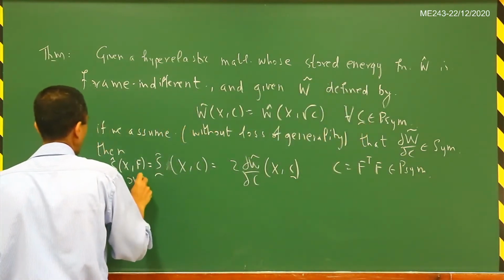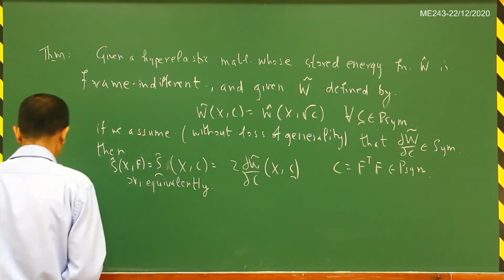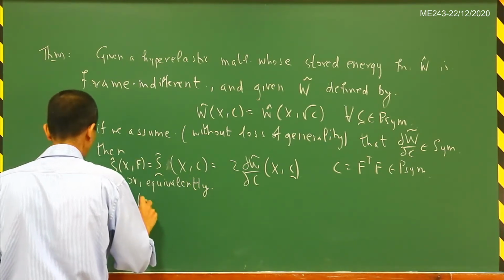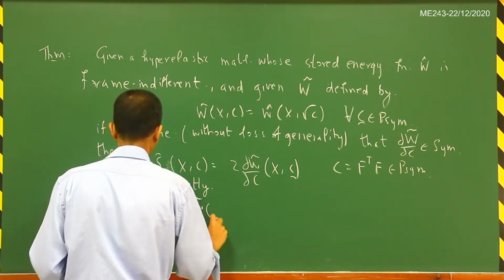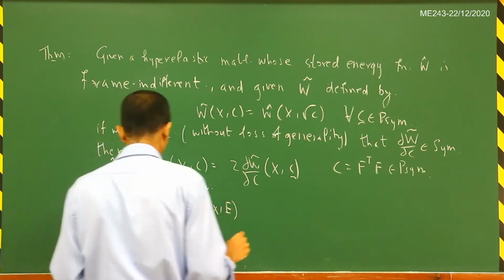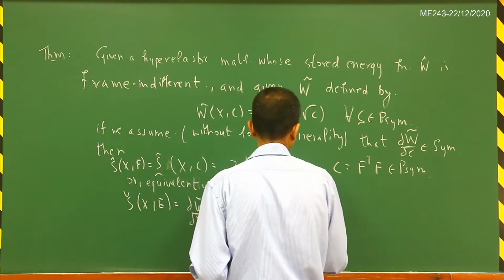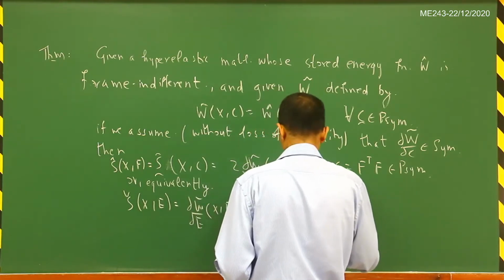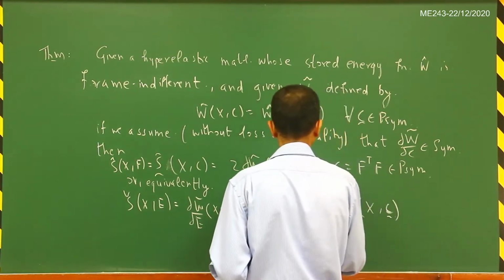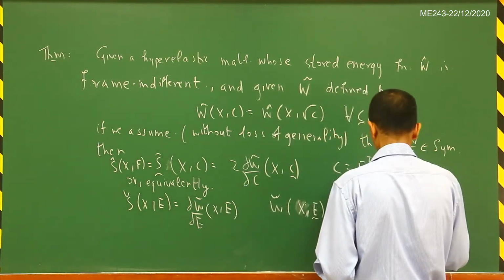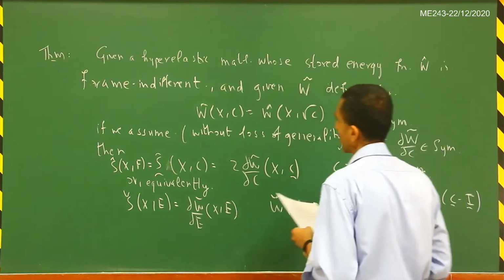Or equivalently, S hat of x comma E is equal to del W by del E of x comma E, where this function W of x comma E is equal to W tilde of x comma C, and E is equal to half of C minus I. So this is the theorem.